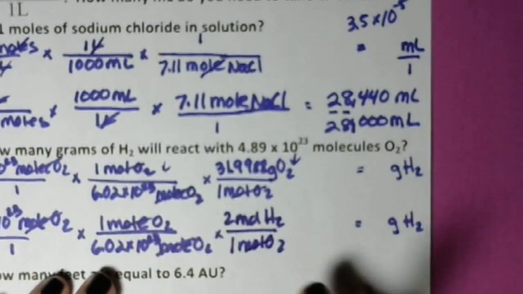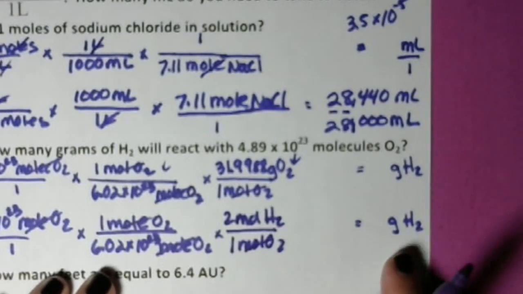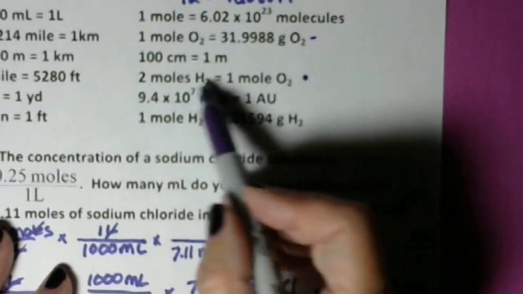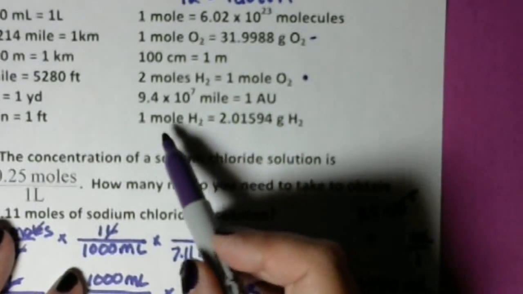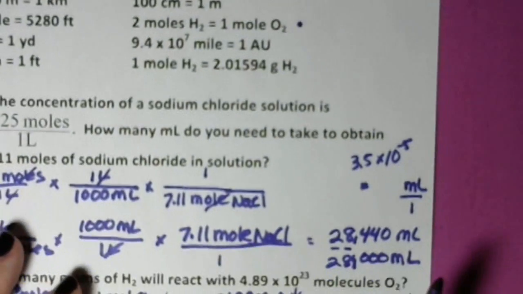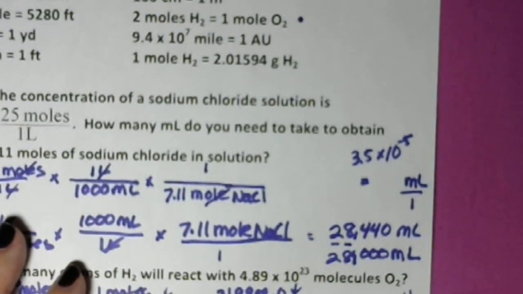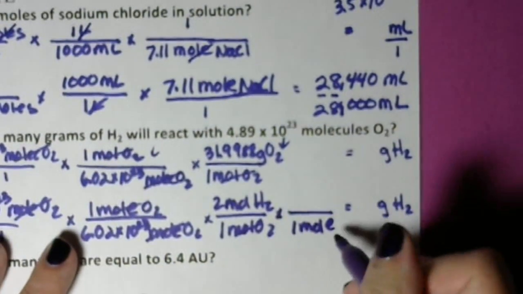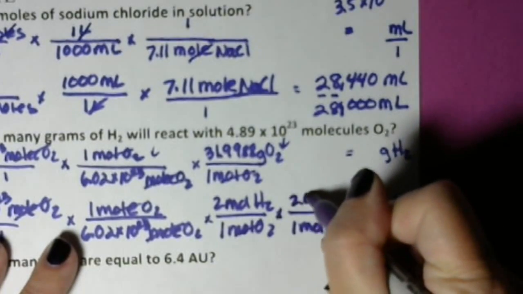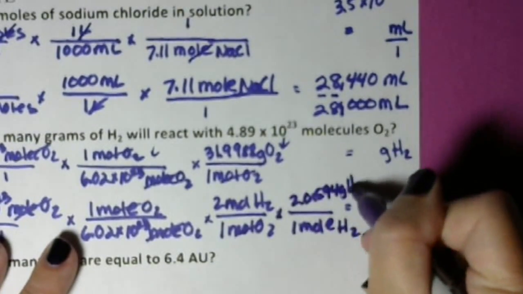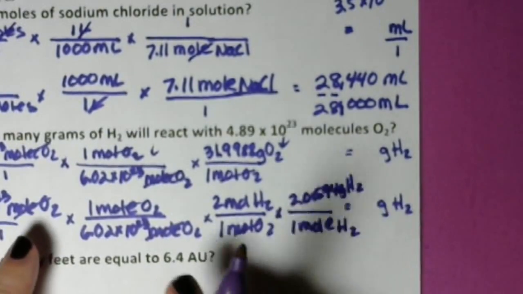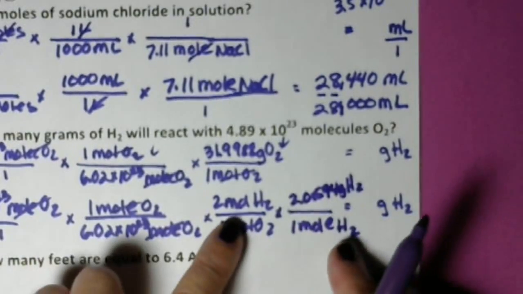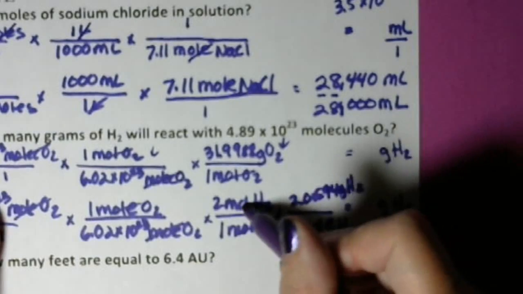I'm still not at my answer because I'm at moles of hydrogen when I want to be at grams of hydrogen. So I'm going to go back up. Do I have anything other than this with moles of hydrogen? Yes, I do. I have 1 mole of hydrogen equals 2.01594 grams of hydrogen. So now my molecules of oxygen cancel, my moles of oxygen cancel, my moles of hydrogen cancel, and I'm at grams of hydrogen.